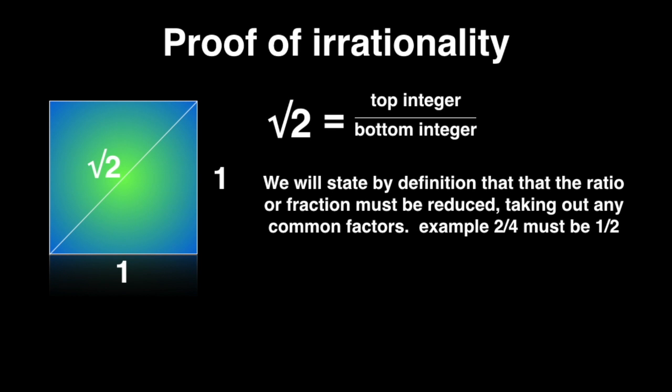Now we're going to do the proof of irrationality. So the square root of 2 equals the top integer over the bottom integer. And we will state by definition that the ratio or fraction must be reduced, taking out any common factors. An example of this is 2/4 must be reduced to 1/2.